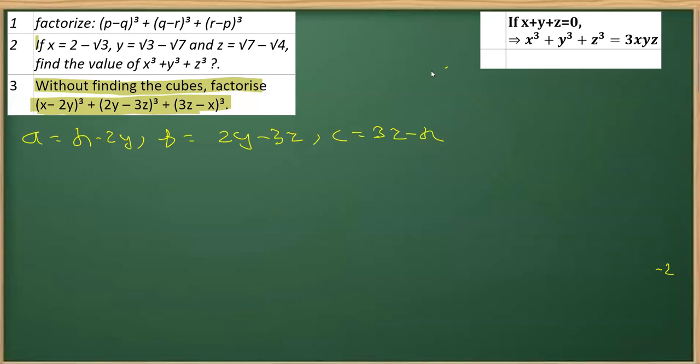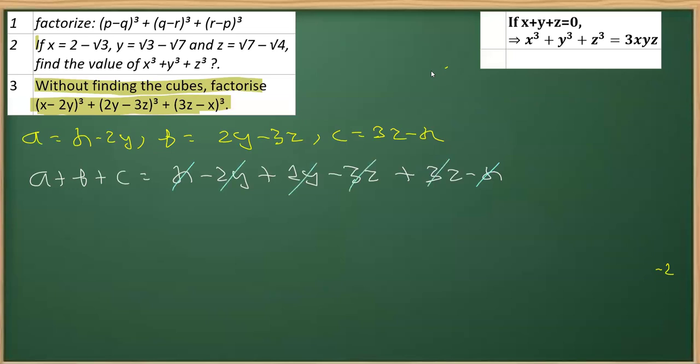Now I'm going to add these. If I add a plus b plus c, what we are getting is x minus 2y plus 2y minus 3z plus 3z minus x. Here too you can find positive and negative x get cancelled, and so are the y and z terms. So what do we get? We got the sum a plus b plus c as 0. And this implies that a cube plus b cube plus c cube should be equal to 3abc.